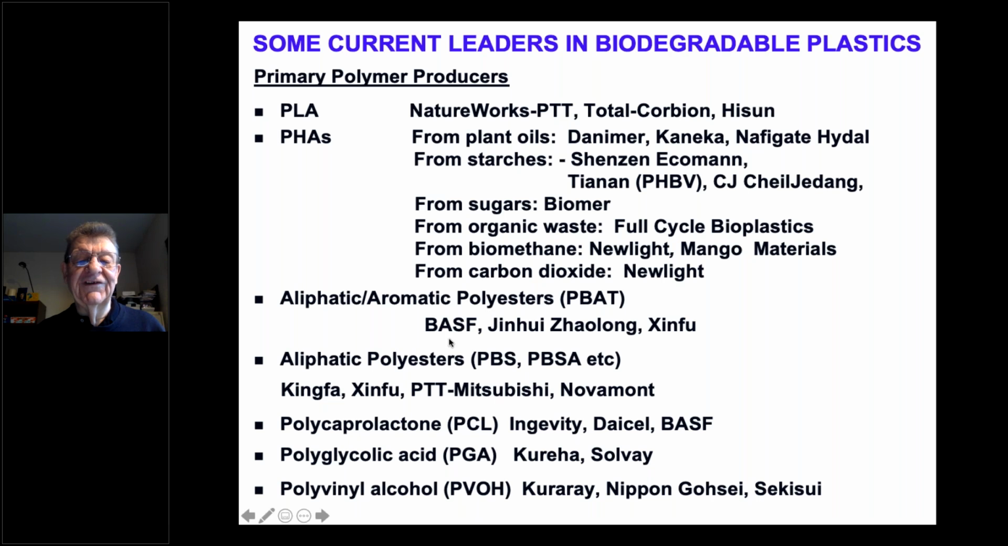I'm not going through all these in detail, but PBAT is a third big component. Major producers are BASF, and there's now a couple of Chinese companies. PBS, polybutylene succinate, is available bio-based now from PTT Mitsubishi in Thailand.